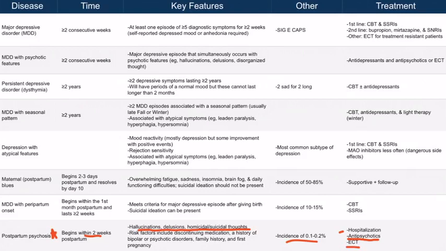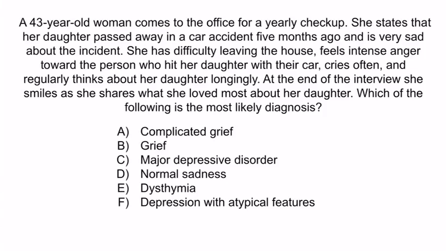All right, let's wrap up this video with one more question. A 43-year-old woman comes to the office for a yearly checkup. She states that her daughter passed away in a car accident 5 months ago and is very sad about the incident. She has difficulty leaving the house, feels intense anger toward the person who hit her daughter with their car, cries often, and regularly thinks about her daughter longingly. At the end of the interview, she smiles as she shares what she loved most about her daughter. Which of the following is the most likely diagnosis?